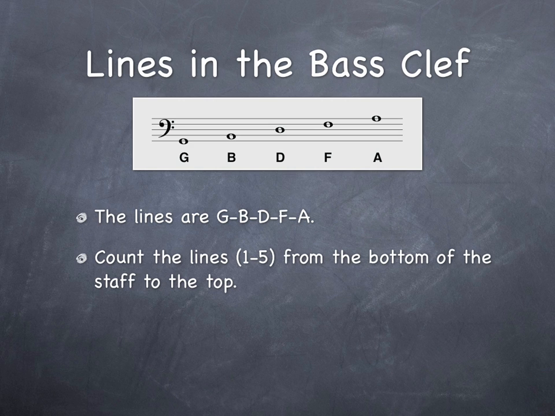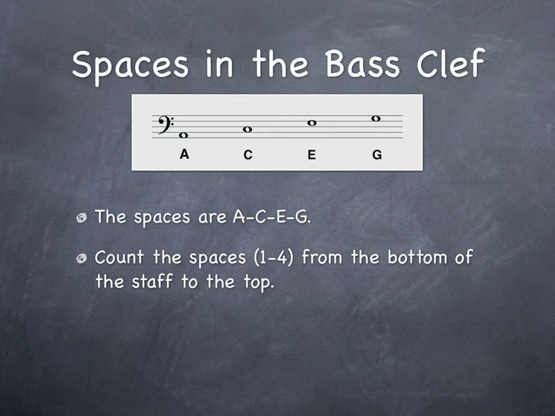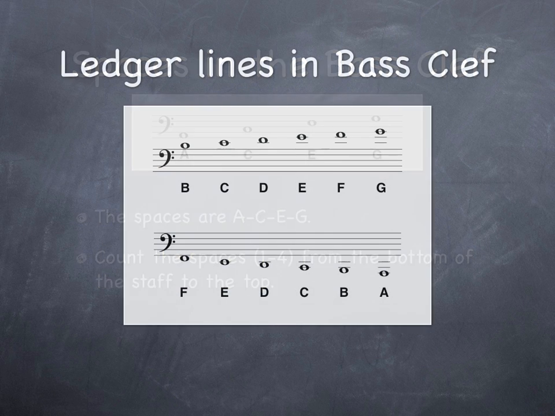Again, some people remember it as good boys deserve fudge always, or good boys deserve fun always. And if we look at the spaces, you'll see that they're A, C, E, and G from the bottom up. Some people remember this as all cows eat grass. Again, whatever works for you, and it's something that you have to be able to memorize and recall instantly. And just like in the treble clef, the ledger lines work the same way. They allow you to continue above and below the staff in alphabetical order to indicate notes that aren't represented on the 5 lines or the 4 spaces.